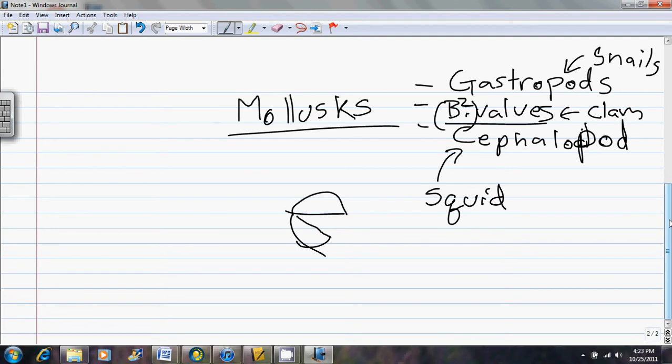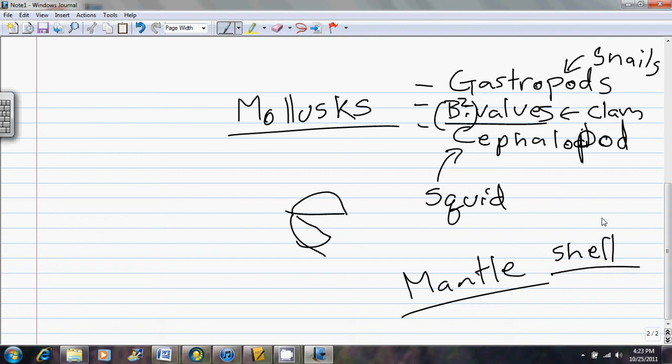Now, the reason that these are all grouped together is because they have a very special thing called a mantle. And what the mantle does is it's this layer of tissue that allows them to make a shell. Now, it doesn't mean that all of them will do it, but the ones with shells, it's the mantle that's producing it. Now, we know with slugs they don't have it, but they have the ability to make that for protection.